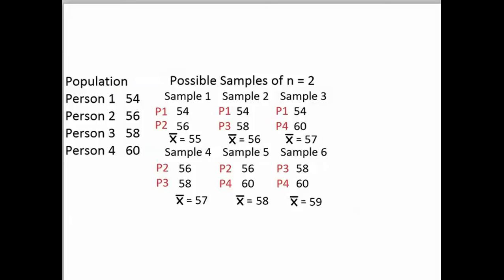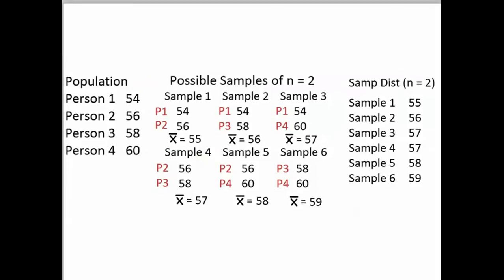So these 6 sample means that we see in here make up the sampling distribution for the sample size of 2. We could list them out over here. So these 6 numbers in this column are just the means of all possible samples of 2 people that could be chosen from this population. So 55 is right here, 56 is right here, and so on. So these 6 sample means make up the entire sampling distribution for the sample size of 2.